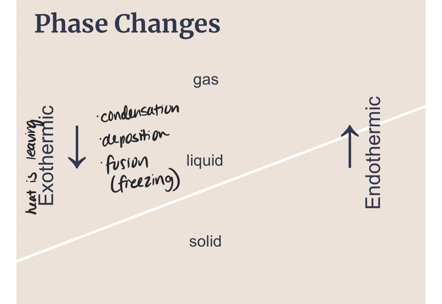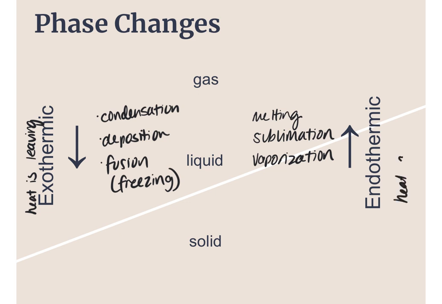The opposite then is where heat is absorbed. So that would be something like melting, or we might see sublimation, or we might see vaporization. So this is where heat is being absorbed in order to do this next step. So I can't melt something unless I absorb heat. So if I want to melt ice, the ice has to absorb heat from somewhere. That's going to be from the surroundings. So in an endothermic, the heat is absorbed. So just keep that in mind.